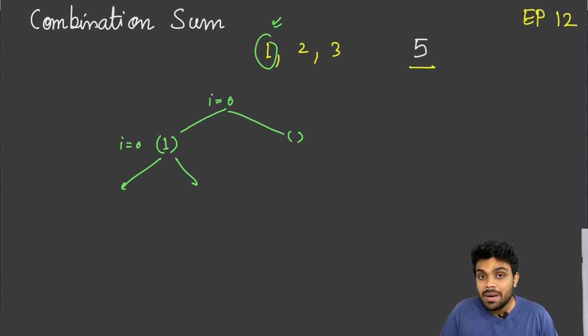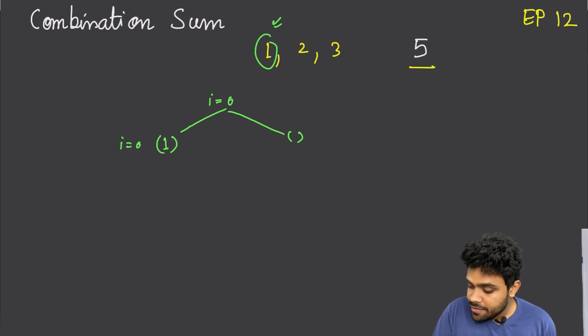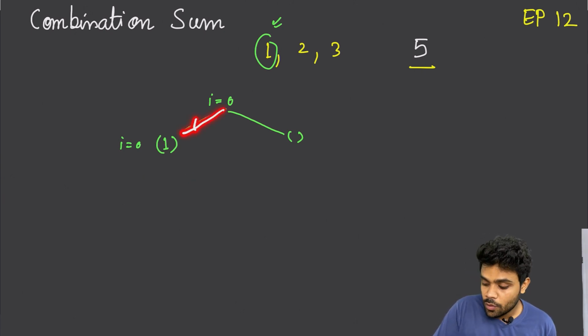But there might be a case in which I need this 1 again. So that's why I'm just taking it. I'm not ignoring it as of now. I'm just taking it. So that's why our I is not going to increment if we are selecting 1 and going to the left side.